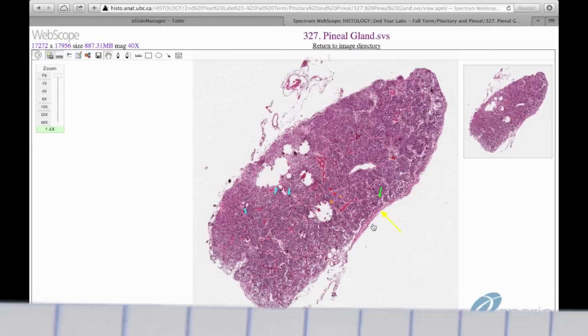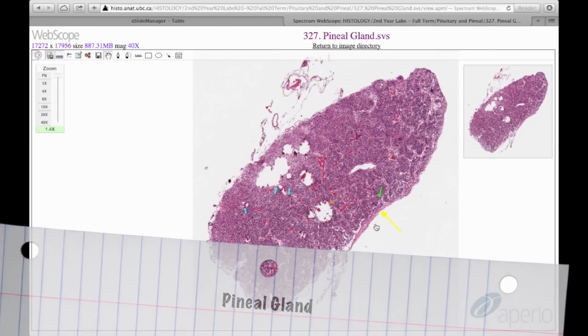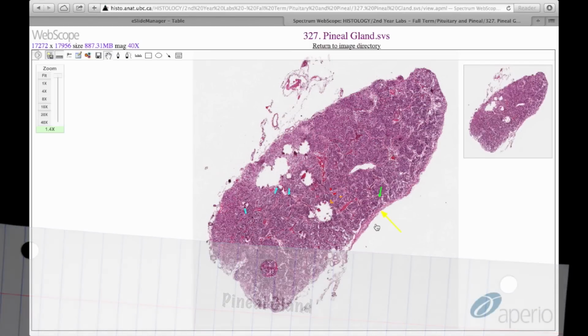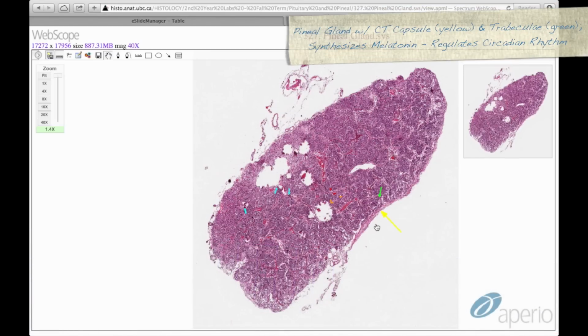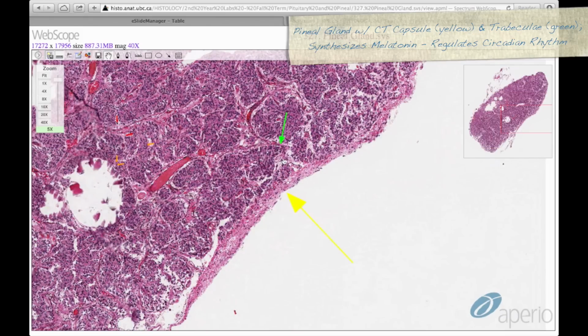Take a look at this pineal gland stained with H&E. This slide is not in our slide hosting collection, but we've included the link later on. The pineal gland is a small pine cone-shaped endocrine gland situated deep in the brain. It is responsible for synthesizing melatonin, which plays a role in regulating the circadian rhythm. It is surrounded by a connective tissue capsule, which is seen at the yellow arrow. Trabecula can be seen extending into the organ's parenchyma, as indicated by the green arrow.